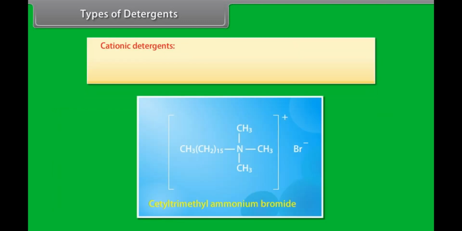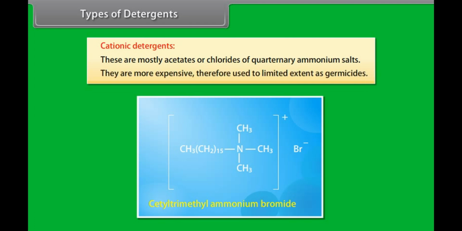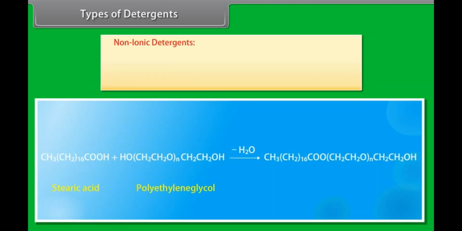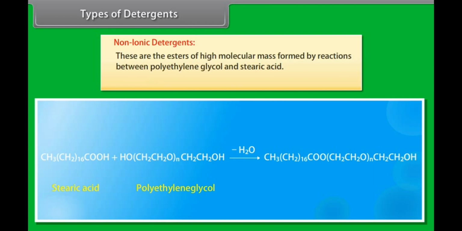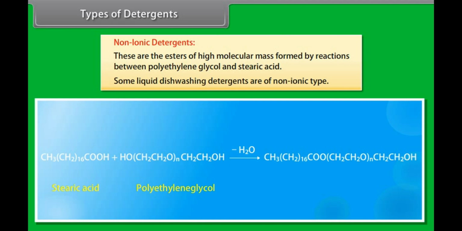Cationic detergents. These are mostly acetates or chlorides of quaternary ammonium salts. They are more expensive, therefore used to limited extent as germicides. For example, cetyl-trimethyl ammonium bromide. Non-ionic detergents. These are the esters of high molecular mass formed by reactions between polyethylene glycol and stearic acid. Some liquid dishwashing detergents are of non-ionic type.